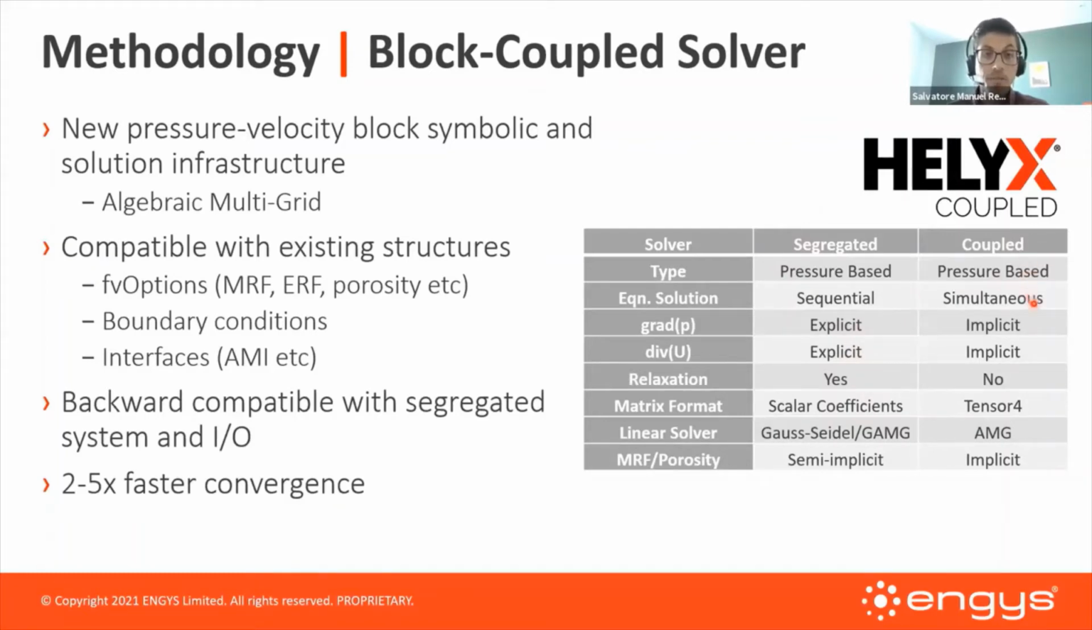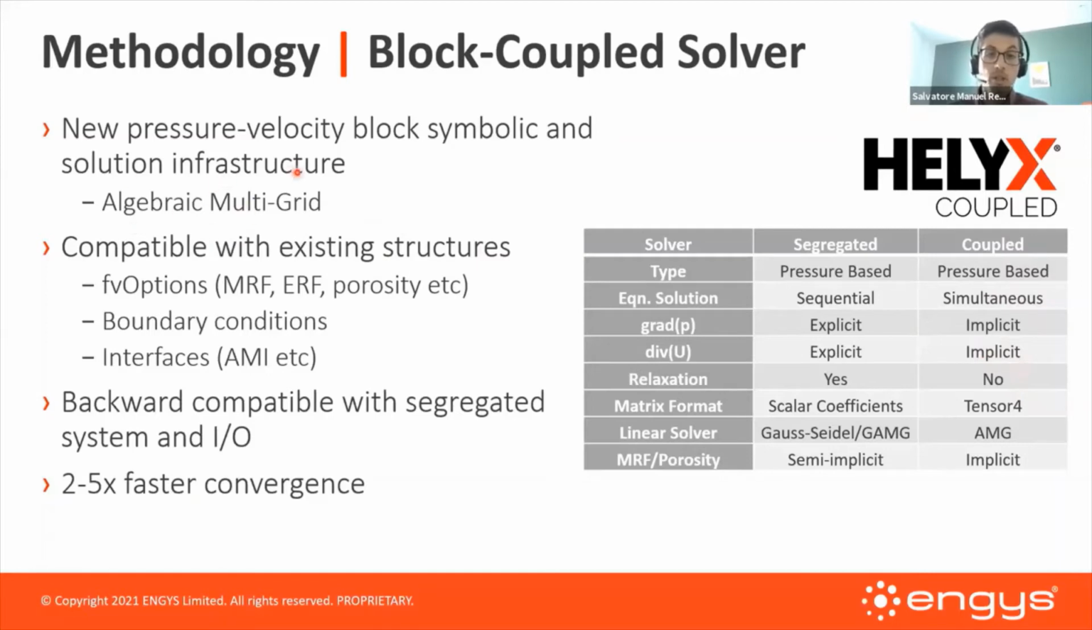Coupled solver algorithms solve the pressure-velocity system of equations simultaneously, all together. Terms are treated implicitly, and there is no relaxation. Therefore, coupled algorithms are generally faster to converge than segregated ones.